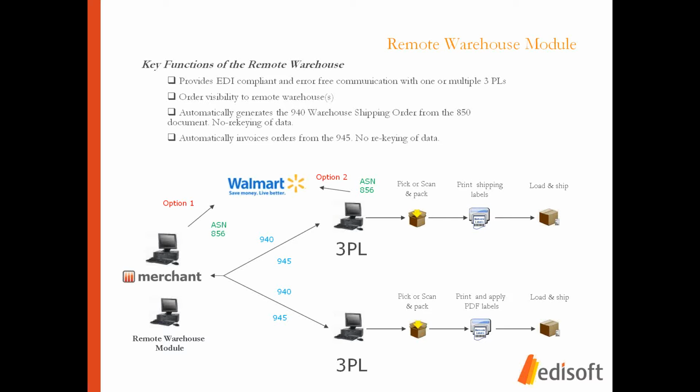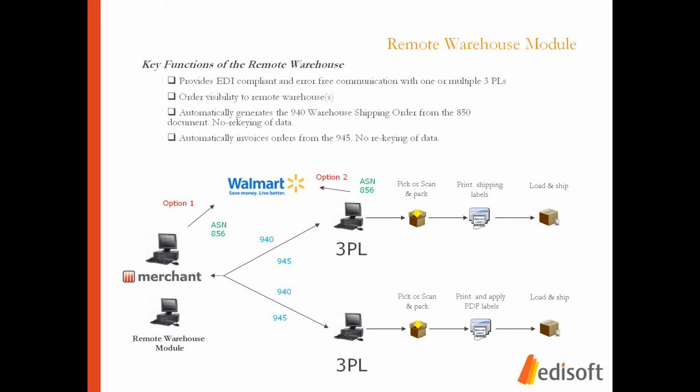Now, to help you better understand the flexibility of Edisoft's remote warehouse module, I will describe two different applications of the Edisoft remote warehouse module. In the diagram on the screen right now, you can see option 1 and option 2 in red. The remote warehouse module can be deployed where a supplier has outsourced the creation of the ASN 856 EDI document and the printing of GS1 standard labels to their 3PL.